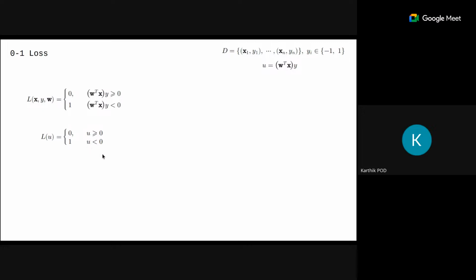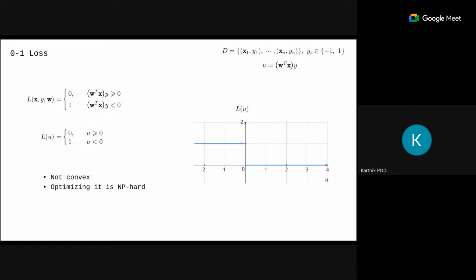If U is less than 0, there is some misclassification. The point falls on the wrong side of the decision boundary. Okay, so this is the 0-1 loss. I hope everyone is clear about this part. The problem with this loss is that it is not convex, therefore optimizing it is going to be hard.